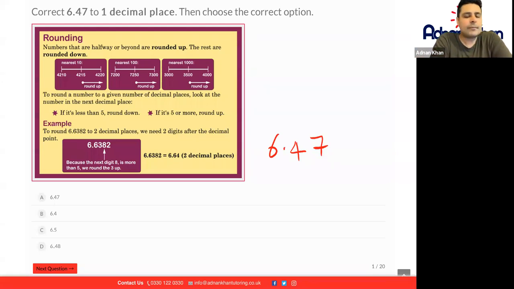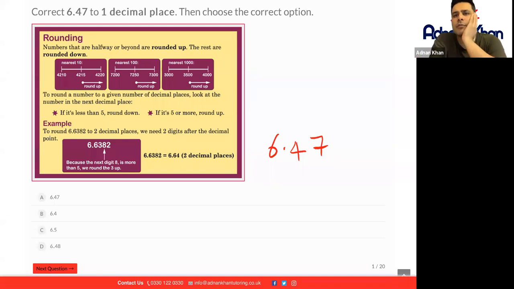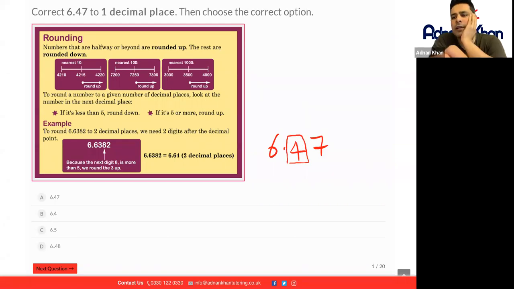So what would the answer be? I think it would stay as 6.4. Okay, let's just check this. So 6.47 to 1 decimal place. So you said that this digit is going to move up or down. Is that right? Yeah. Okay, so how does this do that?